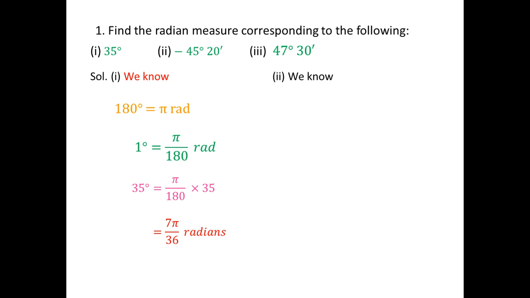Next question is minus 45 degree 20 minutes. So first we have to convert minutes into degrees. We know 60 minutes equals 1 degree, and 1 minute equals 1 by 60. So 20 minutes is equal to 1 by 60 into 20, which is equal to 1 by 3.